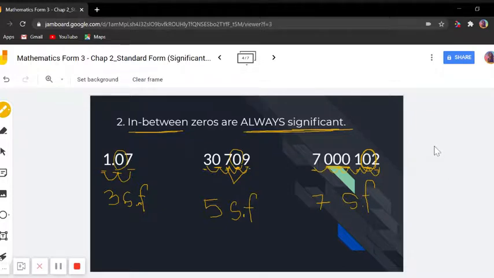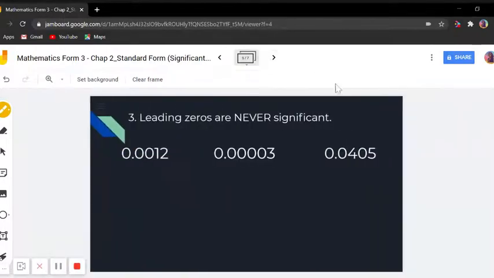Alright, I hope you understand the second rule. Let's go to the third rule. Leading zeros are never significant. Leading zeros are the zeros going to the left side. So leading zeros are never significant. Let's take a look at the first example here.